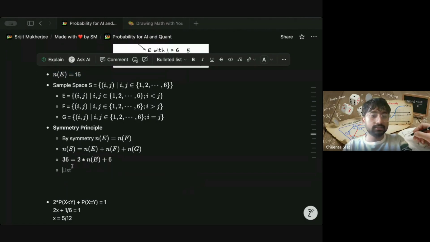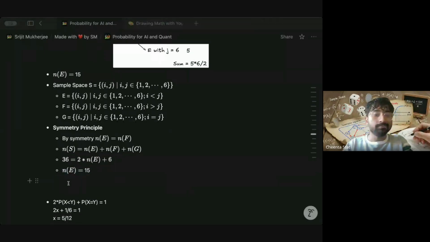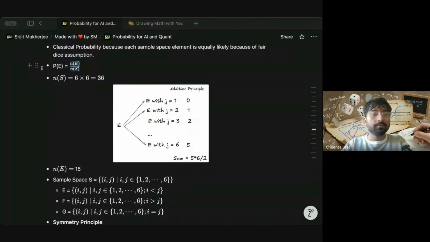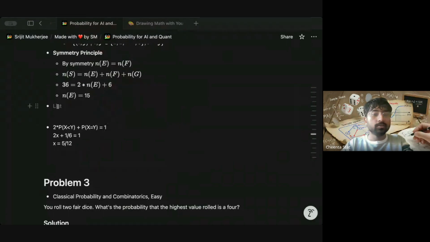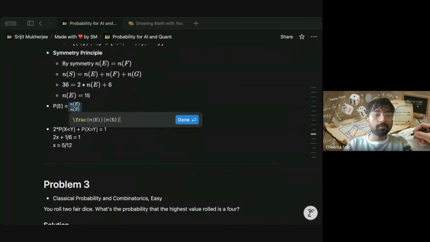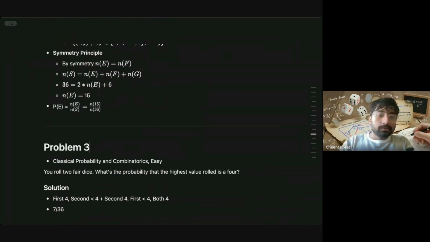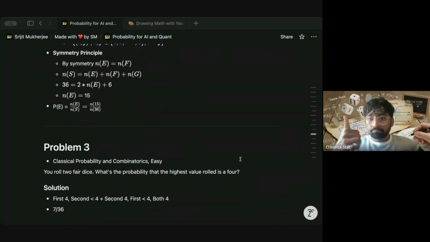Make sense, guys? All of you? So this probability will be 15 by 36. Okay. All of you understood this, guys? Yes or no? Any questions? All of you understood this? Questions, guys? So this is the fundamental part. So this is how you solve it.